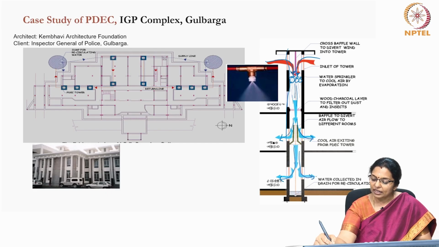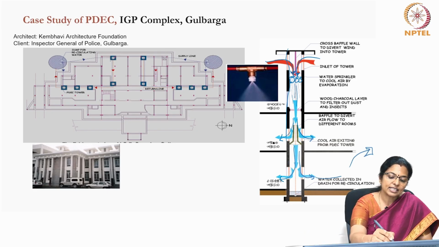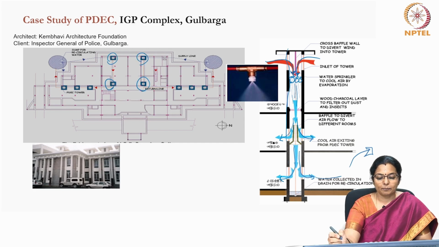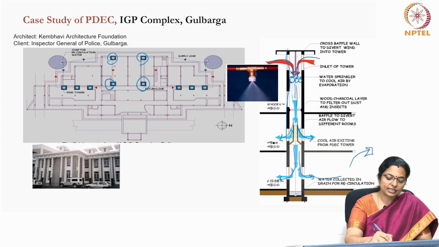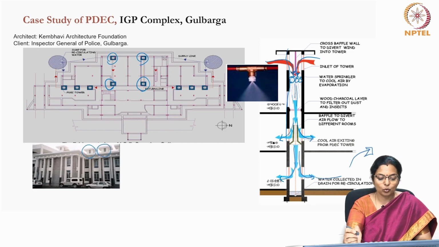Of course, when this cool air enters, it replaces the warm air and there has to be an outlet for the warm air to leave the building. So, the IGP complex at Gulbarga has used the passive downdraft evaporative cooling technique, and you can see in the plan the towers for PDEC. There are about 10 of them, and you can see this in the view also.